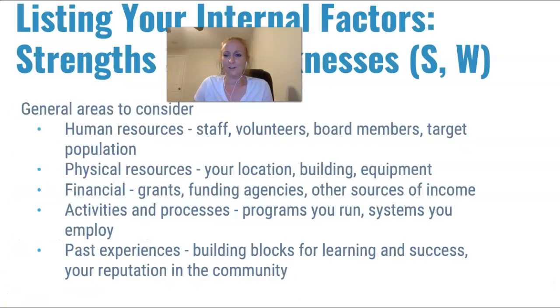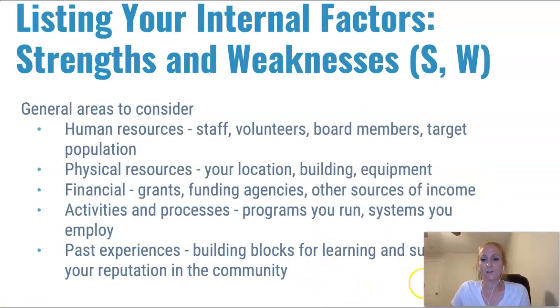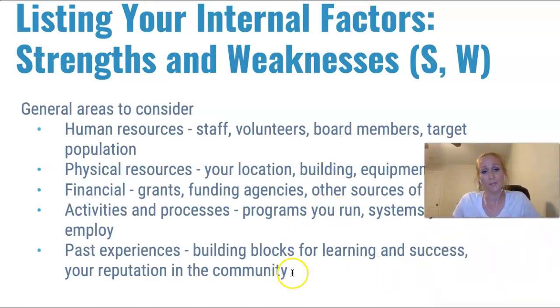Listing your internal factors. These are the strengths and weaknesses. So these are some general areas to get you thinking, and this is how you can prompt or probe your group to really get thinking. Areas to consider are things like human resources, staff, volunteers, board members, and target population. You can also talk about physical resources like your location, your space, building, and equipment. Talk about the financial, grants, funding agencies, budget, other sources of income, your activities and processes, the programs you run, the systems you employ, your past experiences, your building blocks for learning and success, and your reputation in the community. That can definitely be a strength or a weakness.